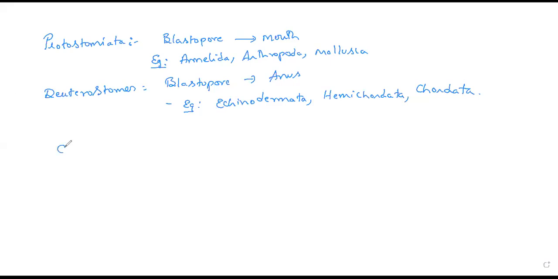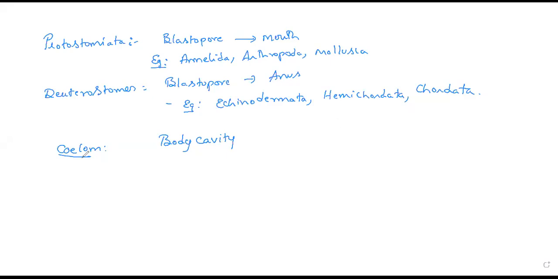Now let us see the coelom. Coelom means the body cavity, presence of a body cavity. If the body cavity is lined by mesoderm, then we call that a coelom. Animals with coeloms are called coelomates. Animals without coelom are called acoelomates. If the body cavity is lined by mesoderm, we call that a true coelom.